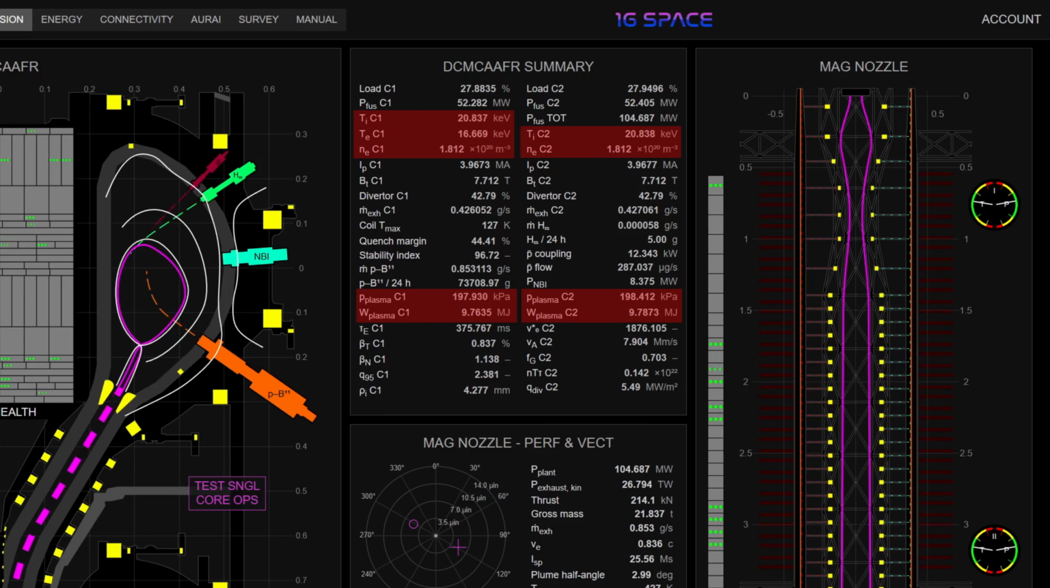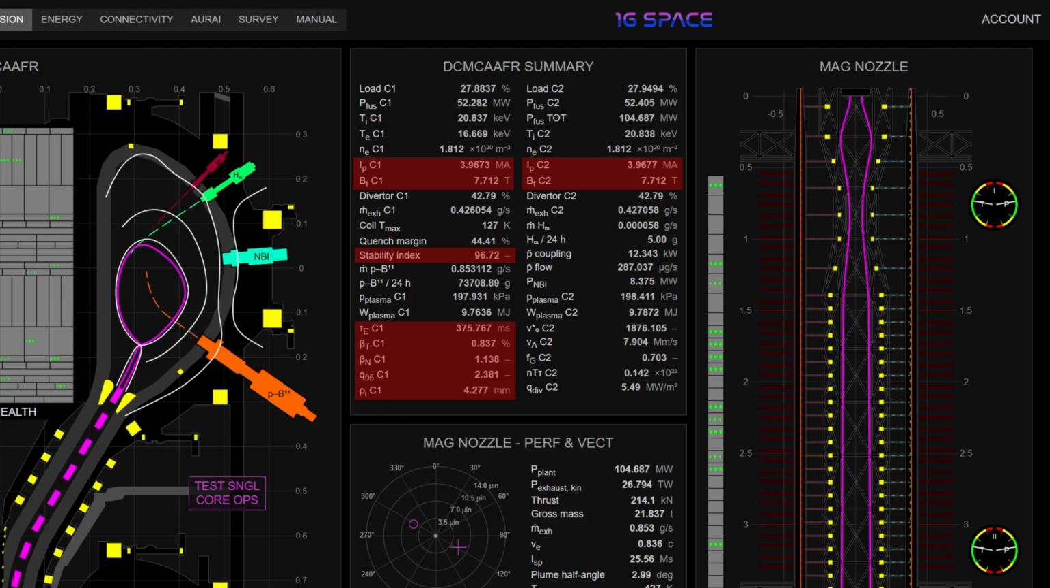Plasma thermodynamic parameters, including ion and electron temperature, density, pressure, and stored energy, characterize the internal energy state of each core and confirm operation within the expected fusion regime. Magnetic confinement and stability parameters define proximity to known operational limits. Plasma current, magnetic field strength, confinement time, beta values, safety factor, and related metrics collectively describe confinement quality and stability margin. Exhaust and diverter parameters quantify how fusion power is extracted and converted into directed exhaust.